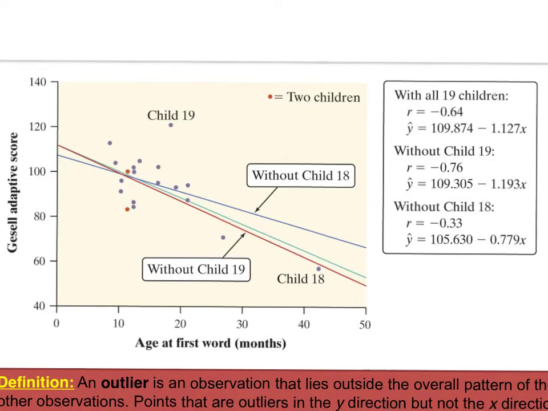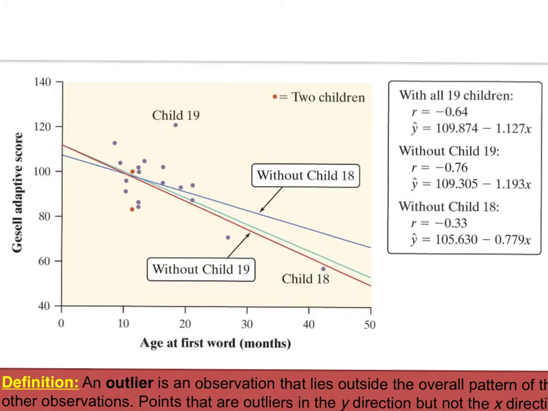Here's a graph where we did a regression equation with all 19 children, which is the green line in the middle there. It includes child 19. You notice that the R value is negative 0.64. Y hat equals A plus BX. So there's our value for A, and there's our value for B. Notice if I redo the regression equation without child 19, we take child 19 out of there, my R value got considerably higher, and I got a little bit different B value, not much, and the A value was a little bit different also, which is the slope.